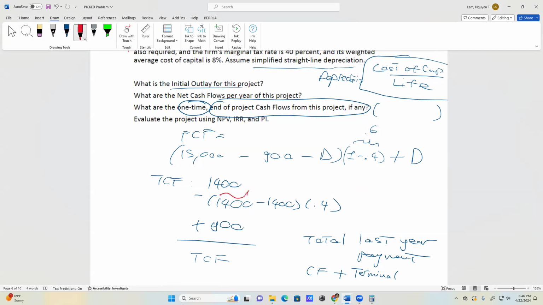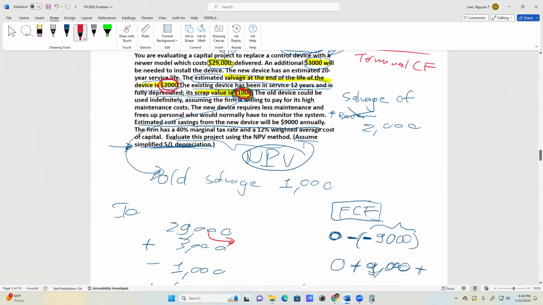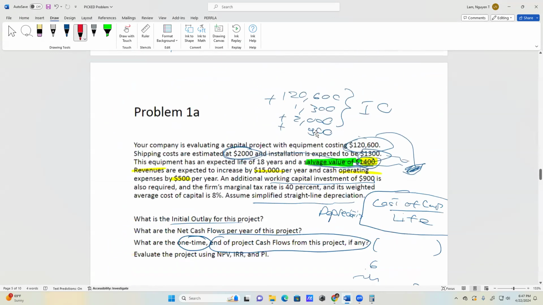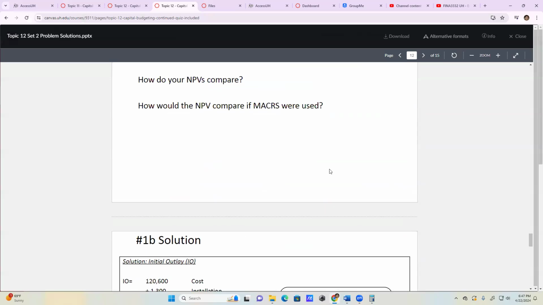I will give you another example where they're mentioning the same thing. So that should be 0. So in this case it should be 1,400 plus 900, the total terminal cash flow. All right, I will give you the example where it popped up. This is the solution, and you guys could see that when they refer to salvage value of 1,400, it means that the tax effect will have the salvage value and book value equal to each other.